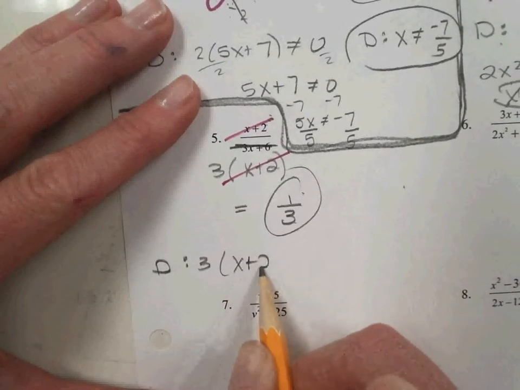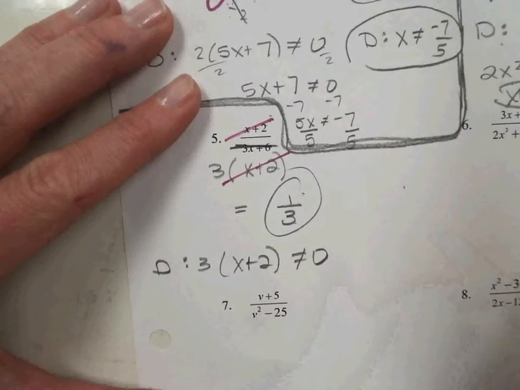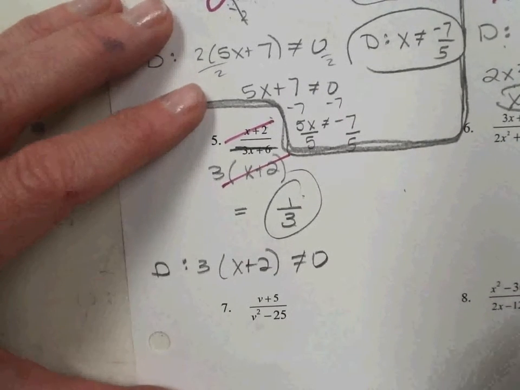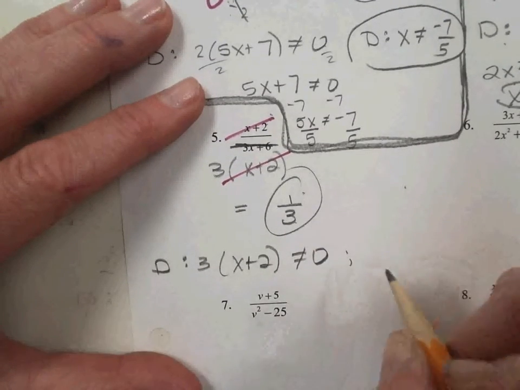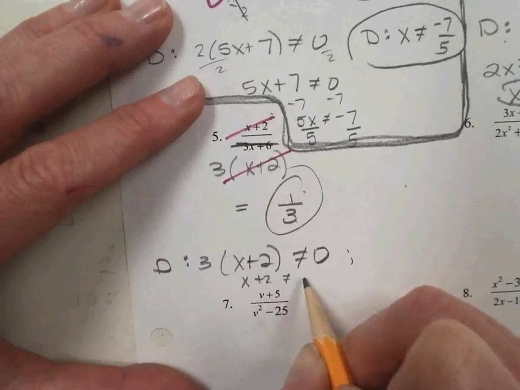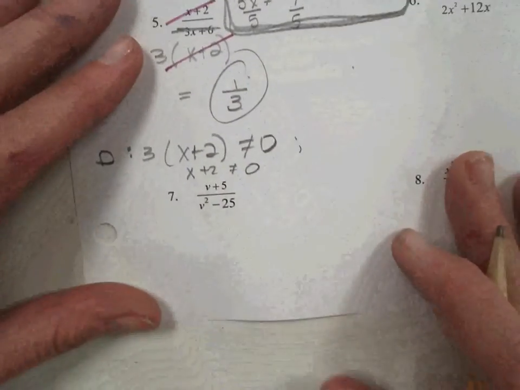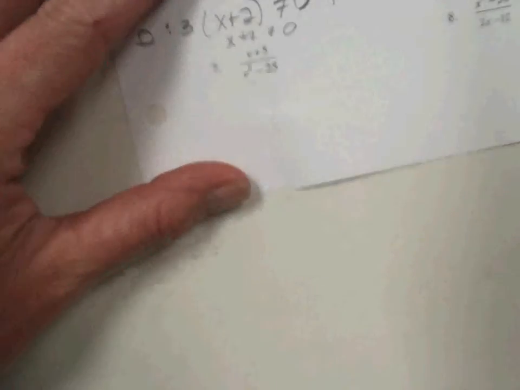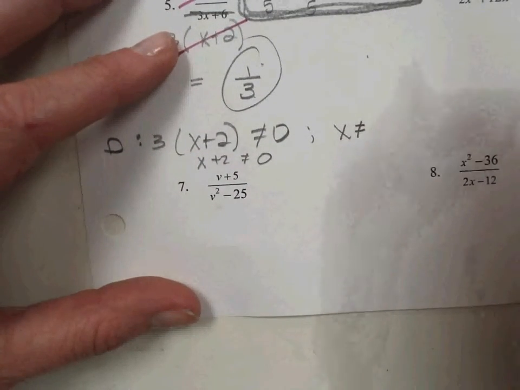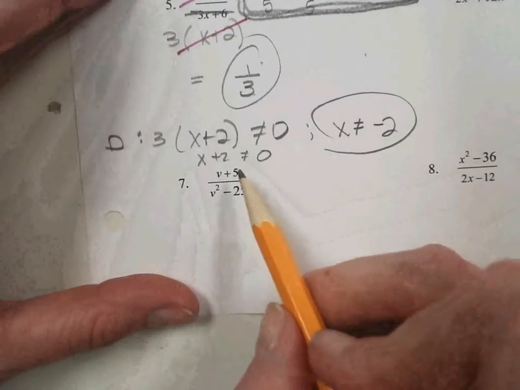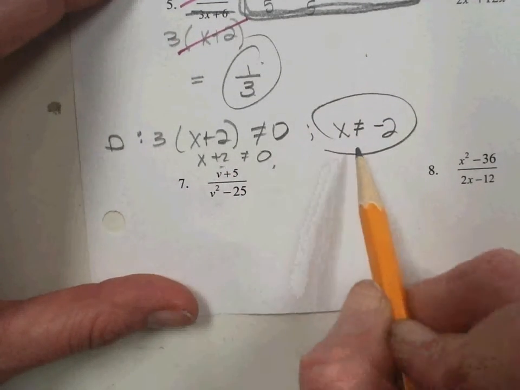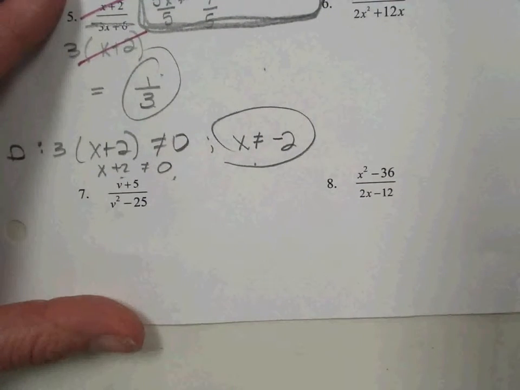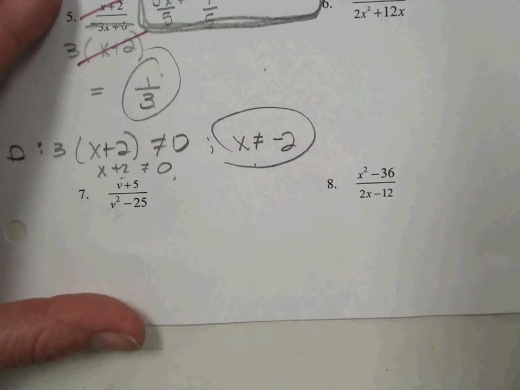And now for the domain, we say, okay, so 3 times x plus 2 can't be 0. Divide both sides by 3, it's still 0. So what can x not be? x plus 2 cannot equal 0. Subtract 2 from both sides. So x cannot be what? 0 minus 2 is -2. X cannot be -2. That sign means cannot be. Does not equal. That sign means does not equal.